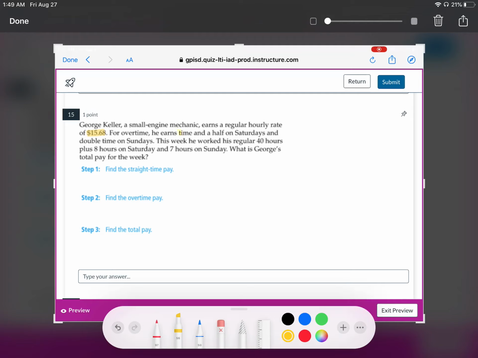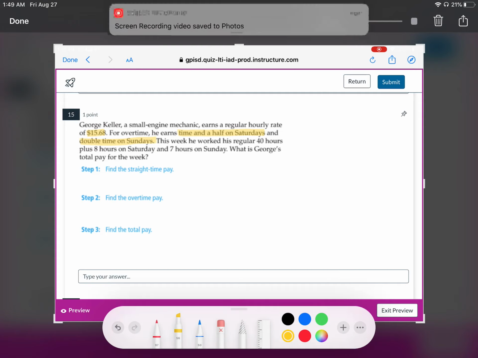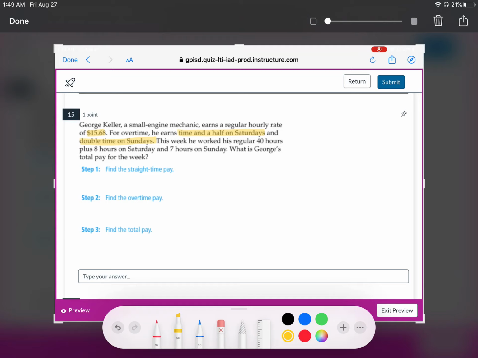For overtime, he gets time and a half on Saturdays and double time on Sundays. So if he works on a Saturday, he gets time and a half. If he works on Sunday, he gets paid double his regular amount. This week, he worked his regular 40 hours. He worked 8 hours on Saturday and 7 hours on Sunday. We're going to find what George's total pay is.